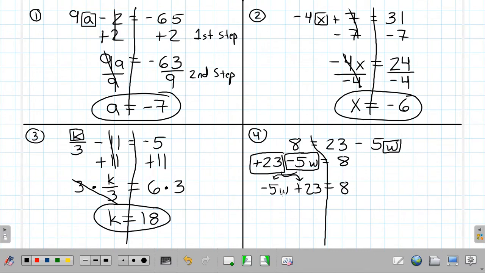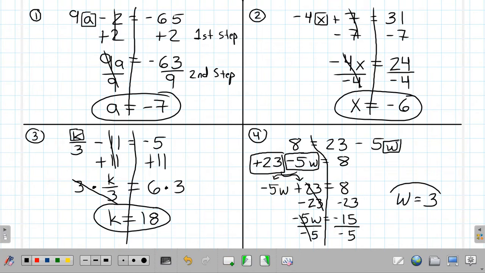equals 8. And now I have an equation that looks like what we did up here with number 1 and number 2, where w is here, we're multiplying times -5, then adding 23. So that means we need to subtract 23, which is -15 over here. 8 minus 23 is -15. Then we divide by -5. Negative over a negative is a positive. 15 divided by 5 is 3, so w in this case is equal to +3.